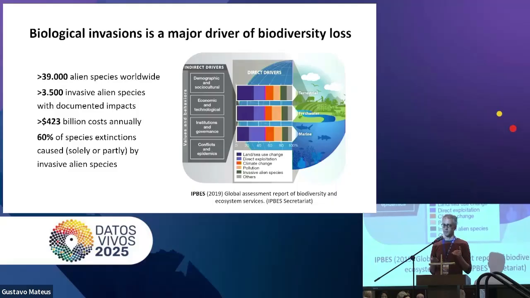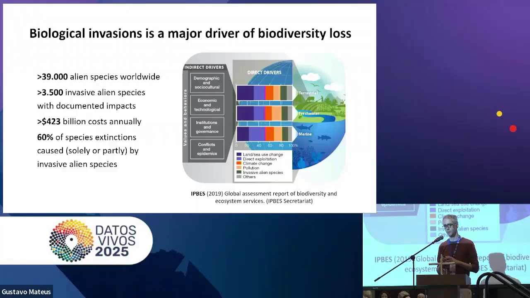But all of these numbers are vast underestimates because we are lacking data. According to IUCN, 60% of all global species extinctions are caused partly or solely by invasive alien species, so in combination with other drivers, and 16% solely by invasive alien species. So I think we all agree that we should do something about that threat.